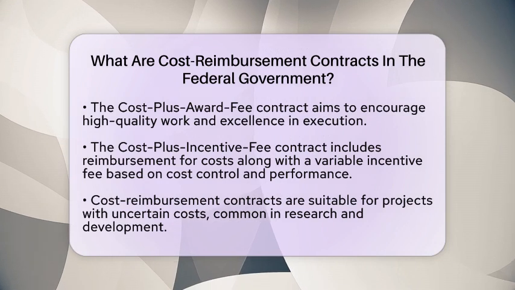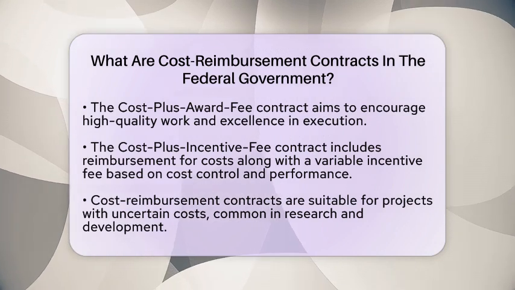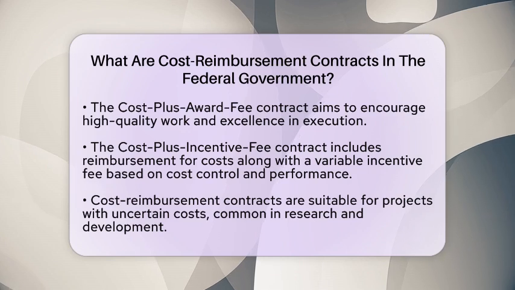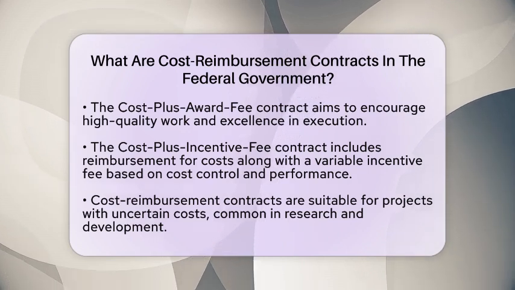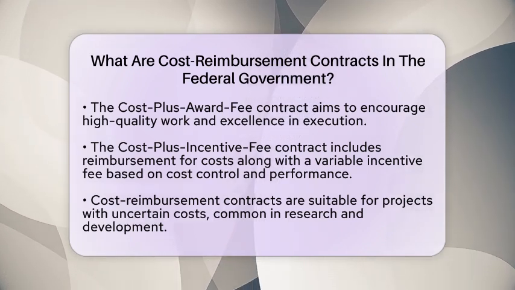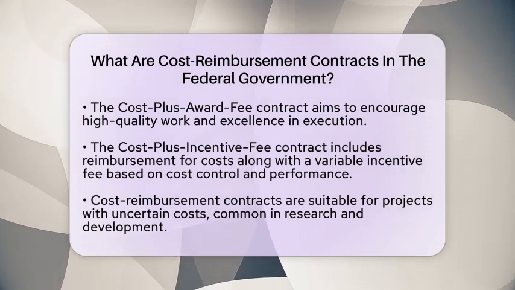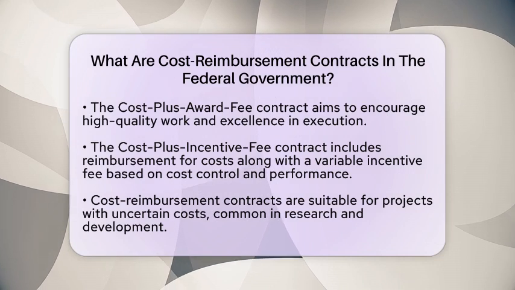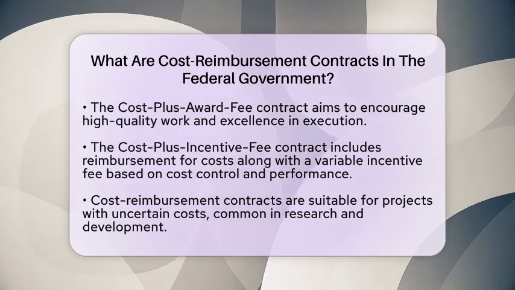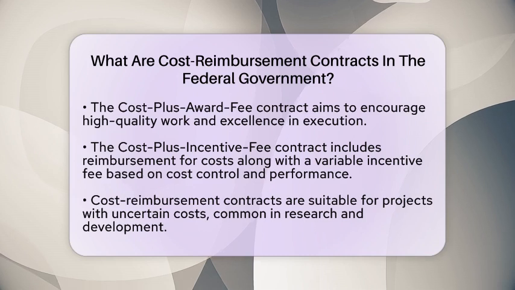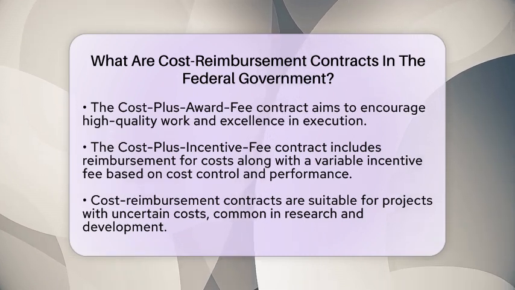Cost reimbursement contracts are particularly suitable for projects where uncertainties make it hard to estimate costs accurately upfront. This is common in research and development or complex projects with changing requirements. However, because the government takes on the risk of cost overruns, these contracts require careful oversight and detailed tracking of costs. Transparency is essential to avoid wasteful spending.